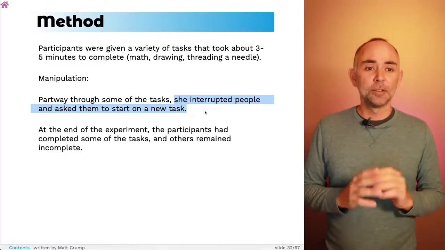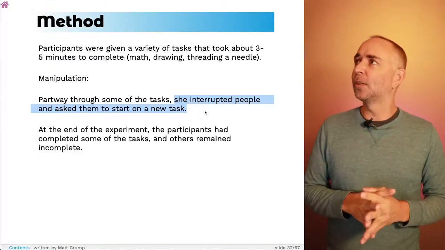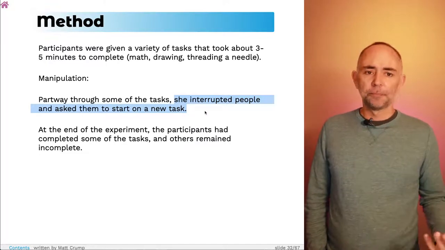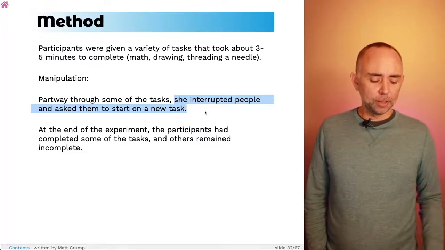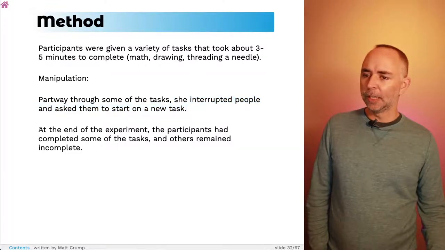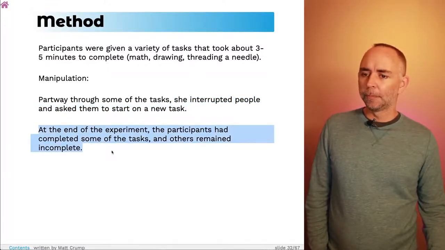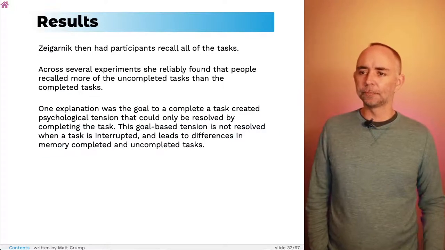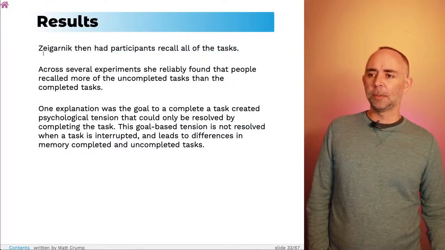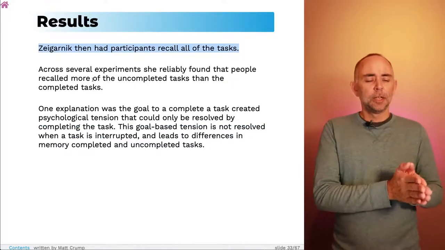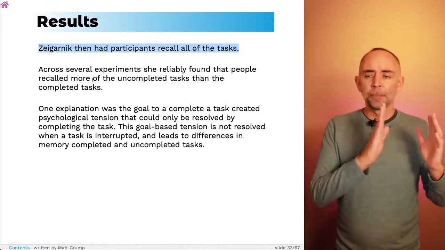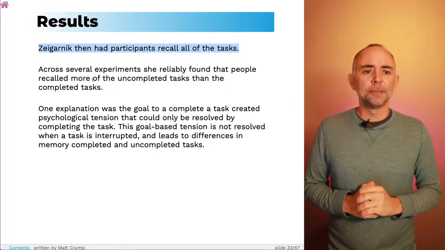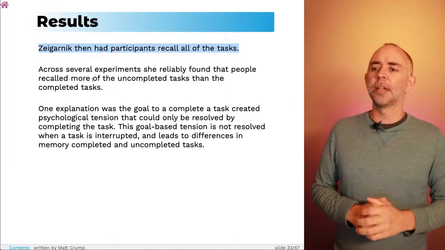So you trying to do the threading the needle task would have been interrupted in that situation. Other times, people got to complete the task. Now at the end of the experiment, participants had completed some of the tasks and the other ones had remained incomplete. There was a lot of different tasks that people did, and after the performance phase, Zeigarnik had participants try to remember all the tasks that they did. So, you know, give me a list, all the ones that you did.